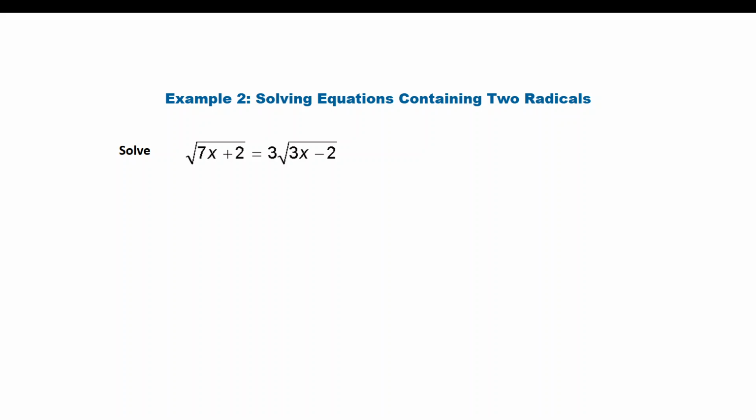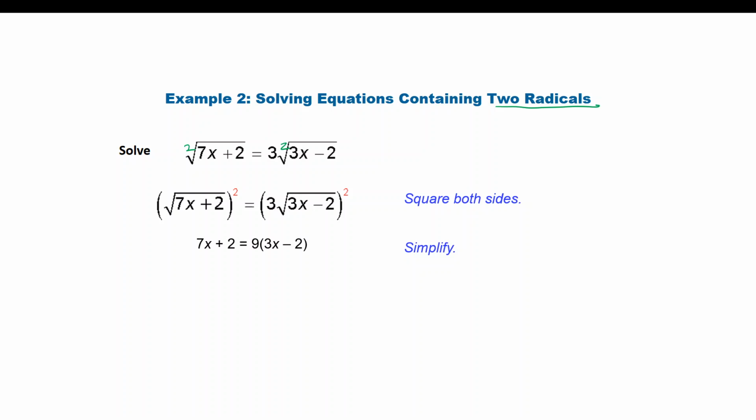All right, another example. This time we're going to have 2 radicals, but you're going to follow the exact same thing. So the first step that we want to do is go ahead and square both sides. Because our index here was 2, so all we have to do is square both sides. Now, this is where you want to be careful. Just be careful with this 3 that was out here, okay?